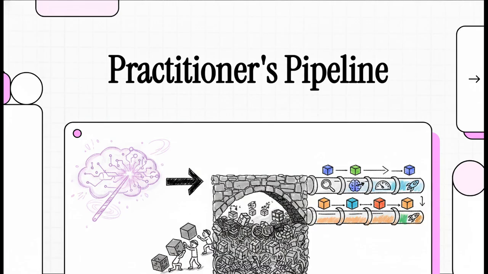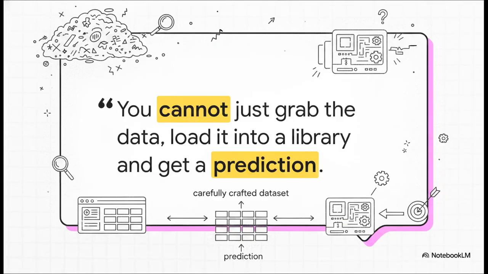Let's dive right in. It's super easy to fall for a common illusion here. As our source material points out, when a product manager hands you, say, 5 years of customer logs and says, hey, we need a prediction on who's going to churn, you cannot just grab that raw data, plug it into some magical machine learning library, and expect a pristine result. Nope, you have to do the heavy lifting of building a carefully crafted dataset first.